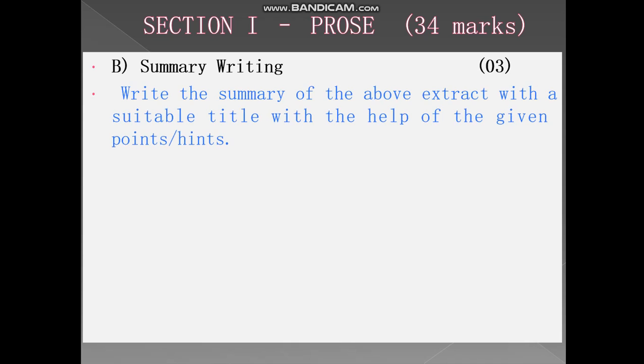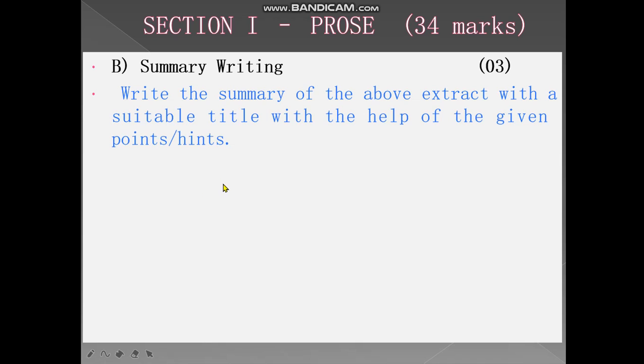In question 2 you will also have B. Already we mentioned that at the very top, in the very first slide of the activity sheet format discussion. It is related to summary writing. It is what? Summary writing, and that's for 3 marks. And see what sort of activity would be there below. Write the summary of the above extract with a suitable title with the help of the given points or hints.